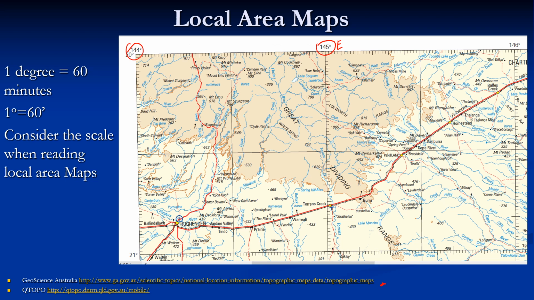But you can see that, well, there's a whole lot of nothing here, but we're going to have to consider the scale when reading the local area maps. So if I'm going there, well, I would say that's 144 degrees and 30 minutes. Likewise here, I'm going from 20 down to 21 degrees south. So that would be 20 degrees, and halfway there is 30 minutes south.